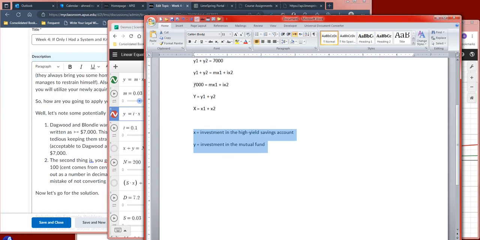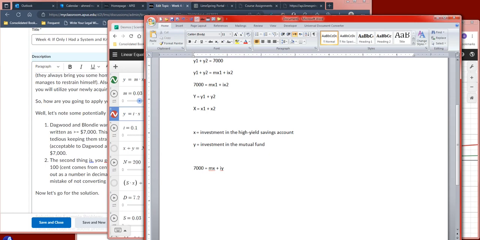And therefore, I'm going to rewrite this equation here as 7,000 equals mx plus iy. Now I agree with you, this is confusing as all get out, but till I find a better tool, let's just stick with this, right?